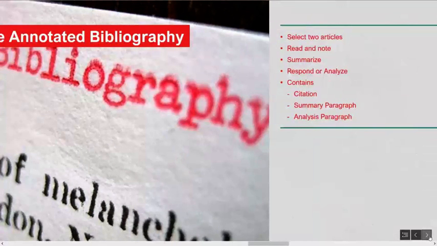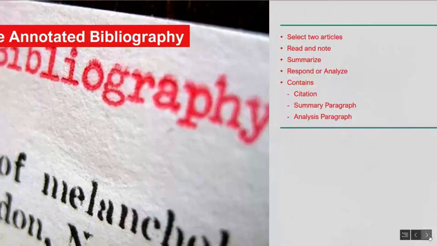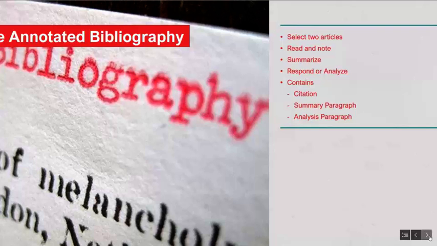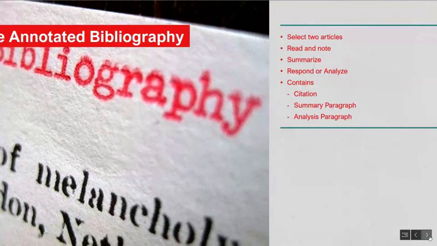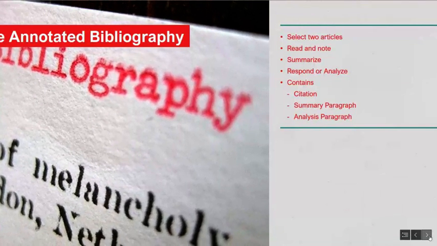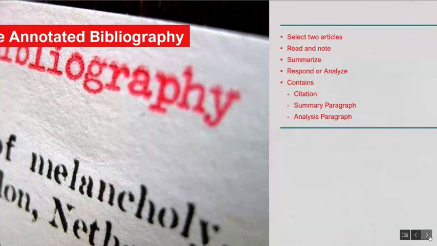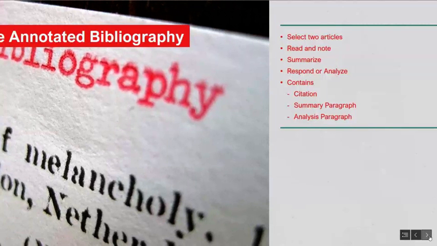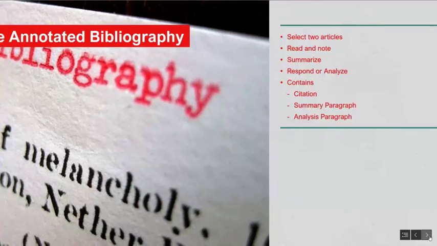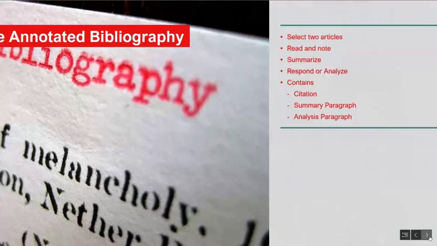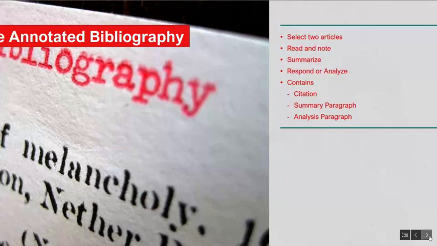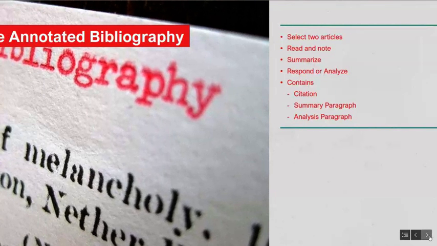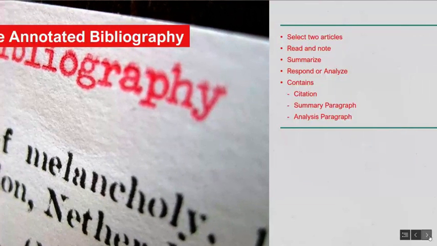So for this annotated bibliography, what I want you to do is select 2 of the many articles that you found. I want you to take note as you are reading them. Read a few times, make notes, have that notebook handy. Then I want you to summarize what the article is about. And then after you've done a summary, I want you to do a response or an analysis of the article. Your annotated bibliography will also contain the citation, either in MLA or APA. It will contain a summary paragraph and an analysis paragraph.